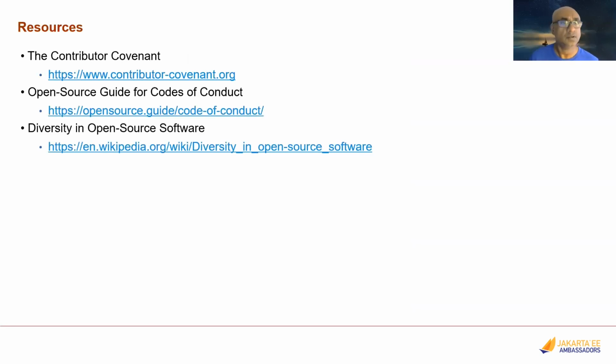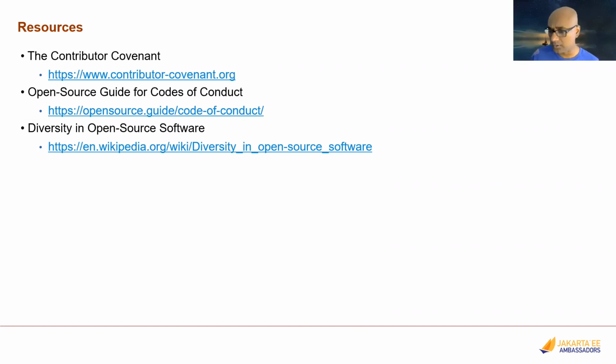Okay, so here are some resources for you to find out more about this. The Contributor Covenant itself is a great resource. I've left a link to that. There's also a similar type of guide in the Open Source Guide for codes of conduct. This talks about many different practices in open source, code of conduct being one of them. So this is a slightly more detailed resource that you can also take a look at.